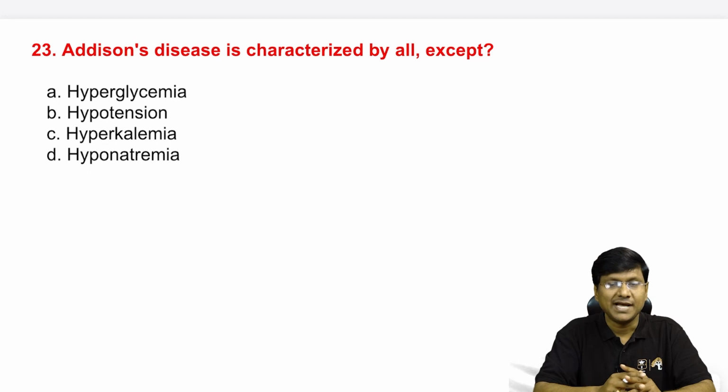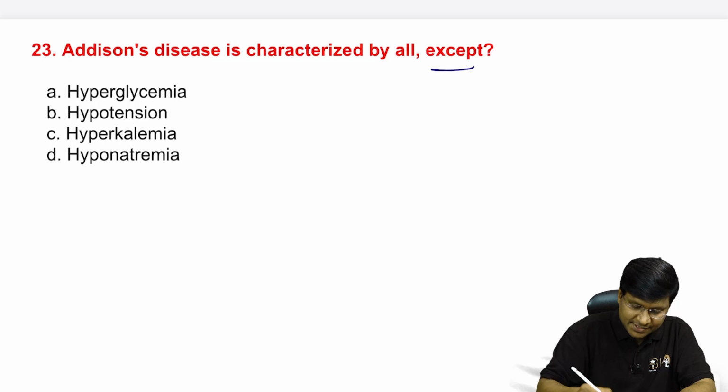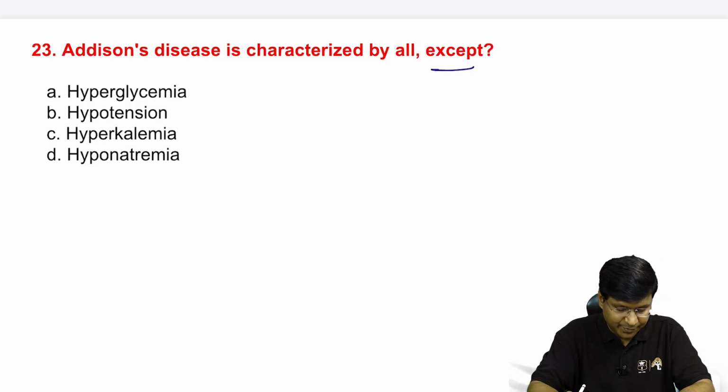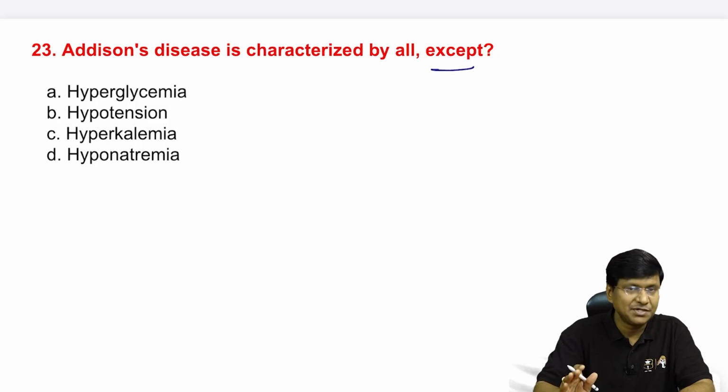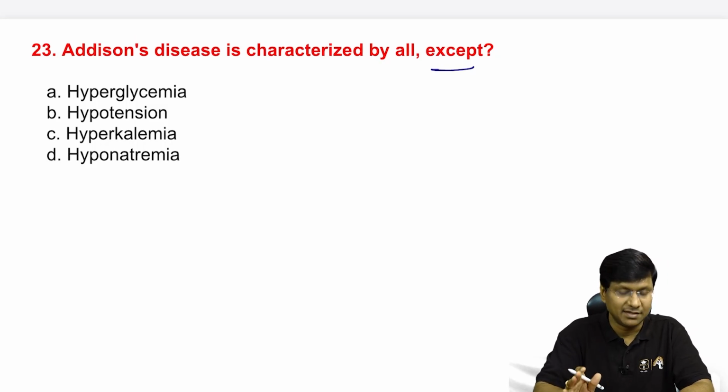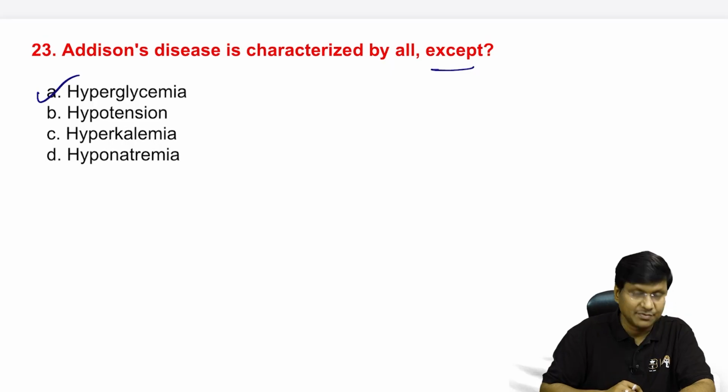So the next question: Addison's disease is characterized by all except. The options are hyperglycemia, hypotension, hyperkalemia, and hyponatremia. What is it that you will not have in patients with Addison's? Hyperglycemia will not be there.